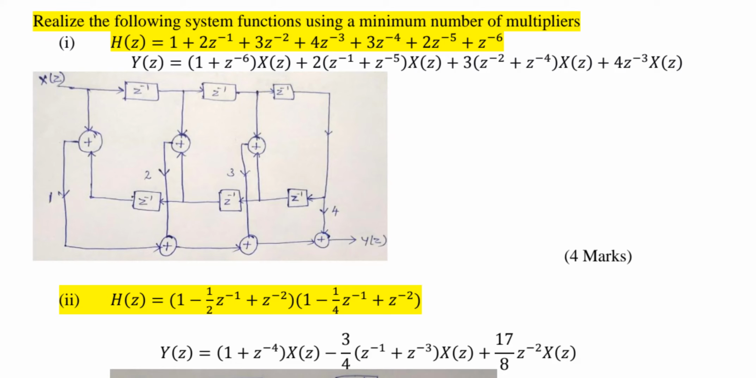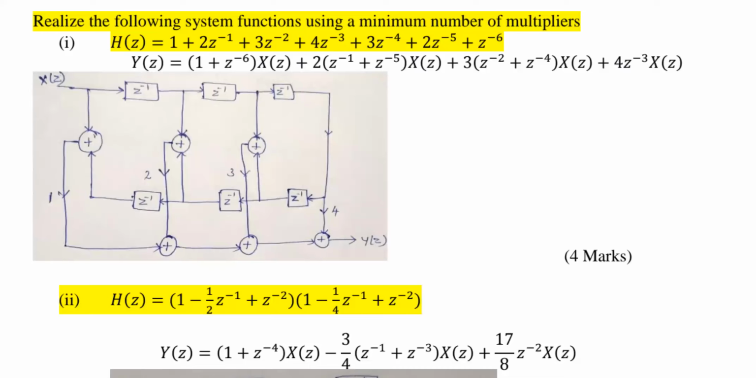H(z) can be written as Y(z) by X(z). So Y(z) divided by X(z) equals the same expression. Retaining Y(z) alone on this side, Y(z) = (1 + z^-6) X(z), that is the coefficient terms, the first and last terms, plus (2z^-1 + 2z^-5) X(z) plus (3z^-2 + 3z^-4) X(z) plus the center term 4z^-3 X(z). This is what we are going to implement.